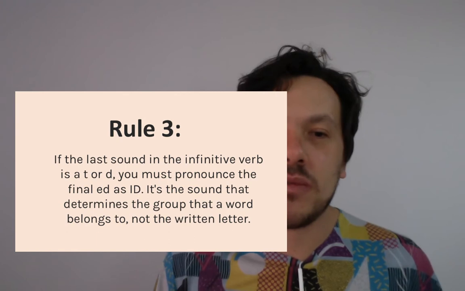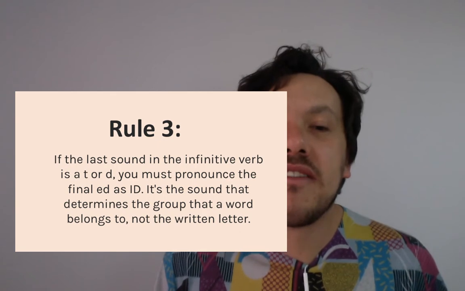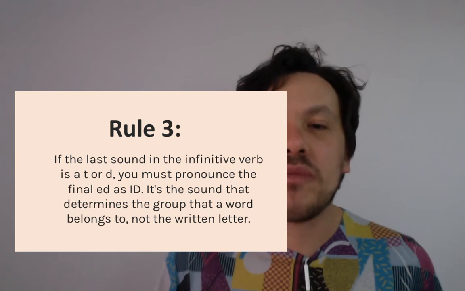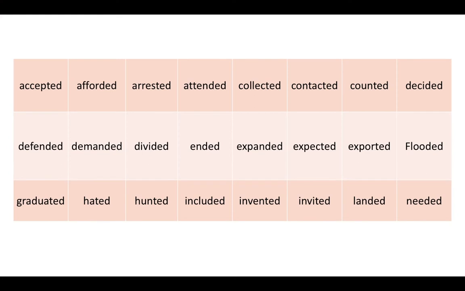Rule 3. If the last sound in the infinitive verb is a T or a D, you must pronounce the final ed as id. It's the sound that determines the group that a word belongs to, not the written letter. The last rule and the last group of verbs is a much simpler group. Those are the verbs that finish in the sound of T or D. Let me show you some examples. For example, accept, and the past is accepted.